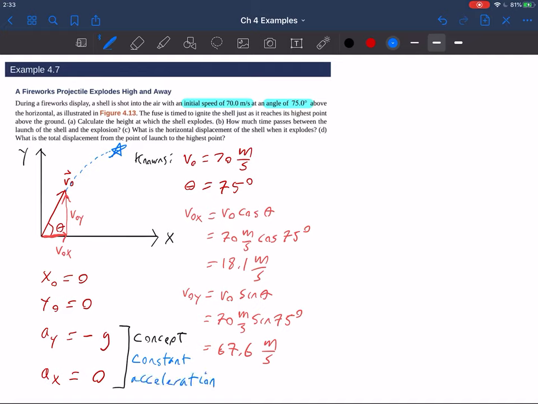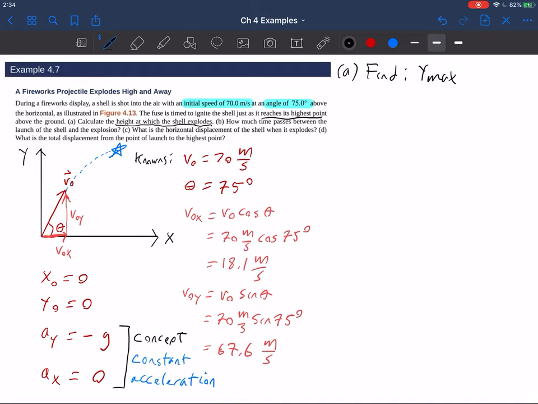Okay, so we've now done enough that we can actually start trying to solve the problem. In part A, we want to figure out the height at which the shell explodes. Right, that's what they're asking for. In the previous sentence it told us that the shell explodes at its highest point. So basically this is asking what is the highest point reached by this firework. Question A, what do they want us to find? They want us to find, I'll call it y max, the maximum value of our y coordinate that this projectile will reach.